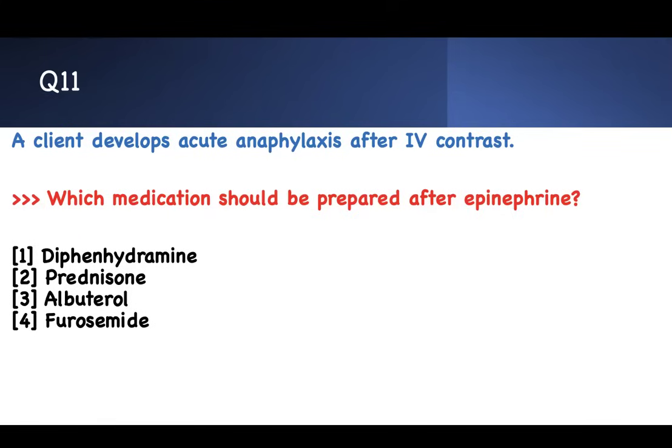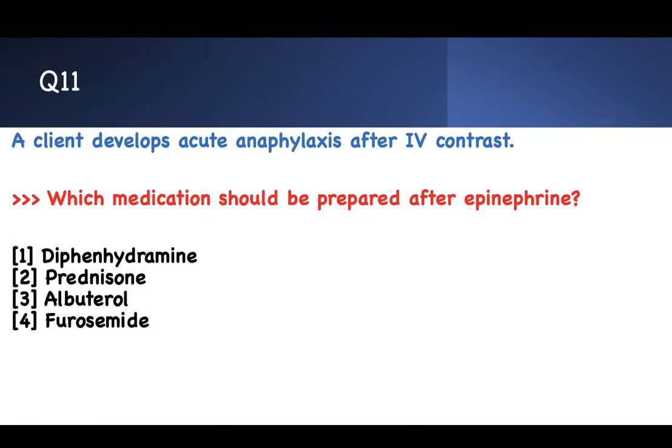I talked about this in the second question, or the first question. The client developed what? Acute anaphylaxis after IV contrast. That means allergy-induced shock, right? And you've given them epinephrine because you think it's allergy related. What is the next one? There's a mnemonic for that. If you can remember it, after epi, when a patient has anaphylaxis, there's something that follows. Is it diphenhydramine? Is it prednisone? Is it albuterol? Or is it furosemide? Furosemide is wrong. But you left the 1, 2, 3. Which one do you think?